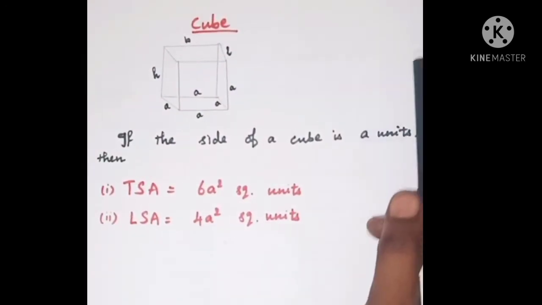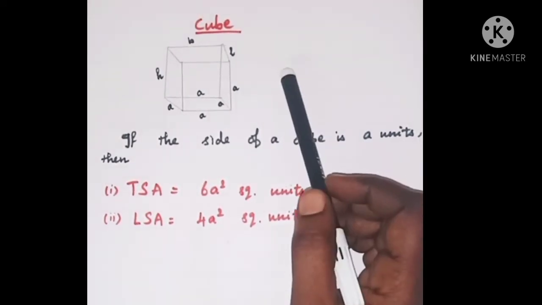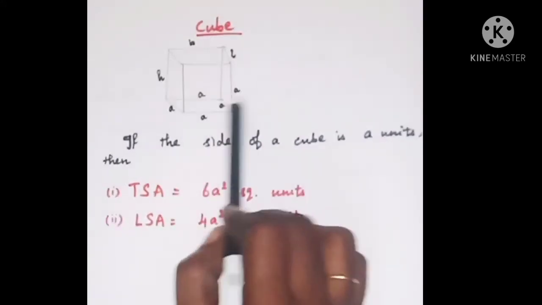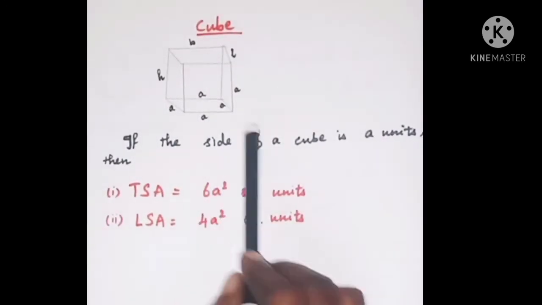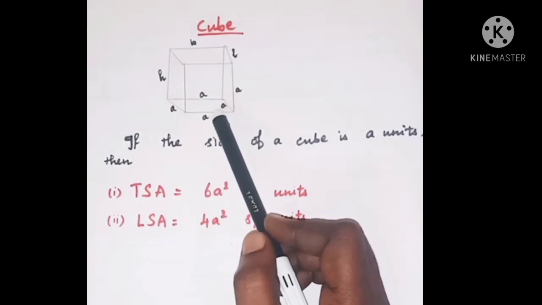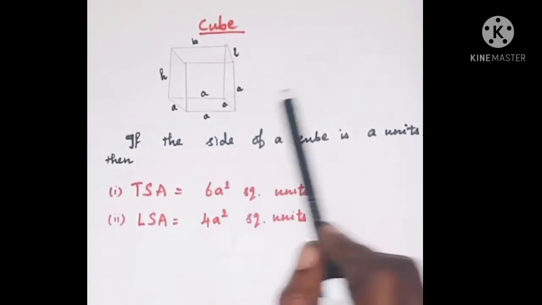Then let us learn about cube. A cuboid whose length, breadth and height are all equal is called a cube. That is, a cube is a solid having 6 square faces. All the faces of a cube are equal.